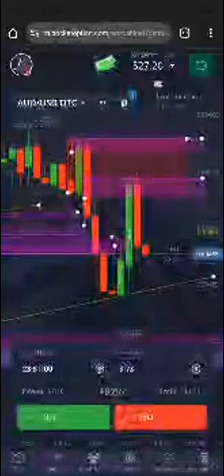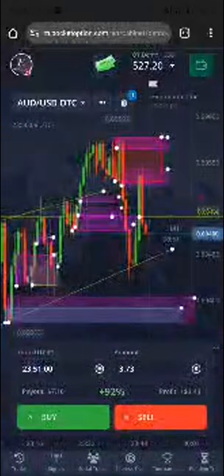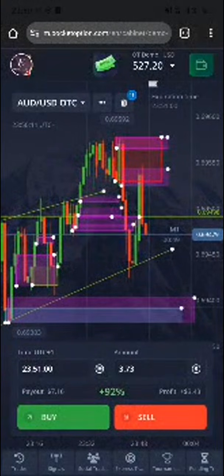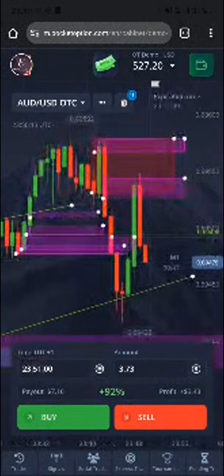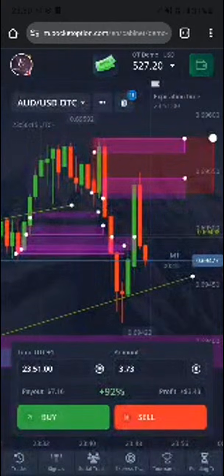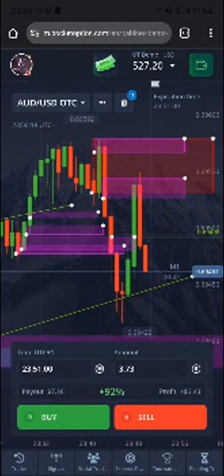Okay, we're on M1 already. So you can see now we have a supply area here, but there's an entry up here. There's another entry down here. The entry down here did not react immediately, but it's causing the sellers to come back to the downside. When you have a supply area, that is where you have the sellers. You can see, and this round number also played a very vital role.